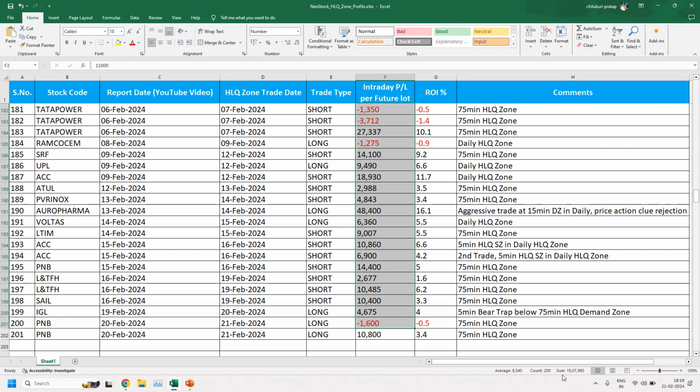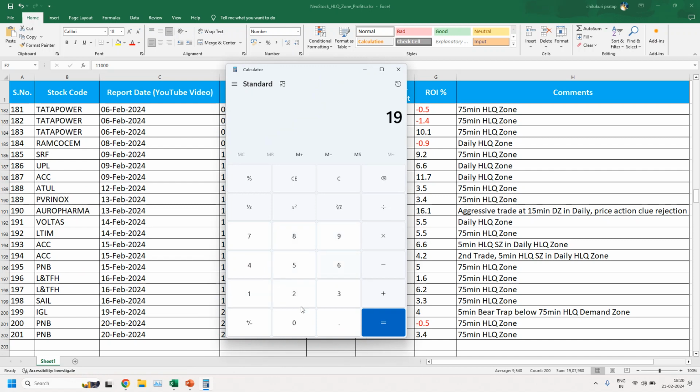So imagine you would have got 19 lakhs profit. Let us assume you are taking only 1 trade per day. If that is the case, if you take 19 lakhs divided by 2, at least half the profit you would have got. You would have got 9,50,000 rupees profit.